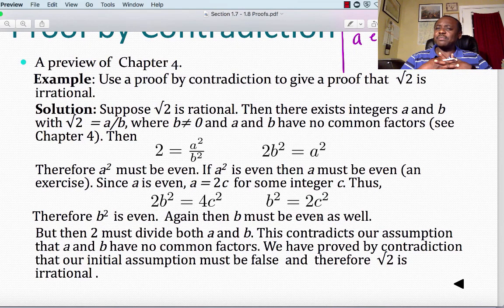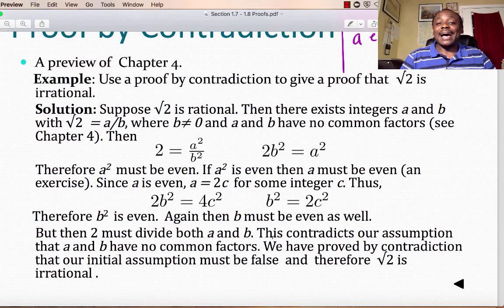Wait a minute. Didn't we just say that if the square root of 2 were rational, then I can write it as a divided by b, where b is different from 0, and there are no common factors between a and b except 1. So I have just arrived at a contradiction, because I have realized that if root 2 could be written as a divided by b, then there is actually a common factor between a and b different from 1, and that common factor is 2.